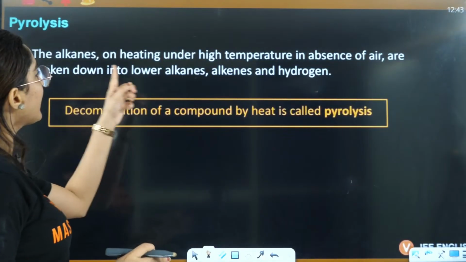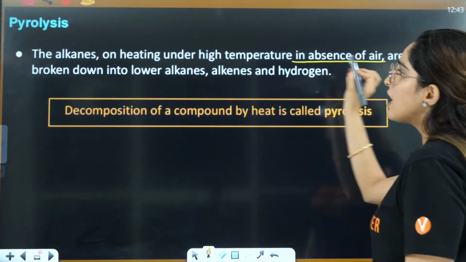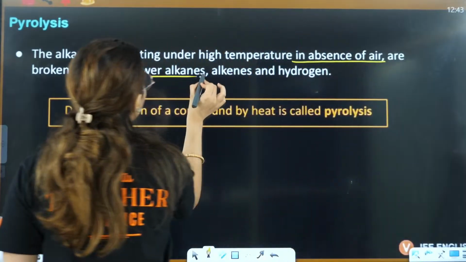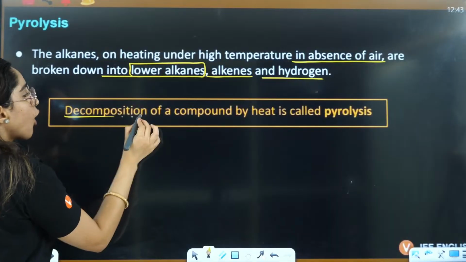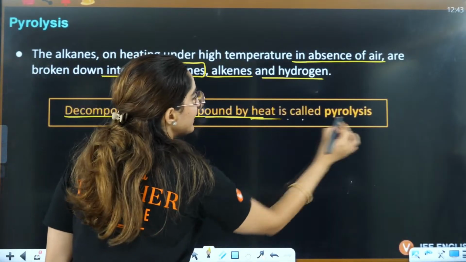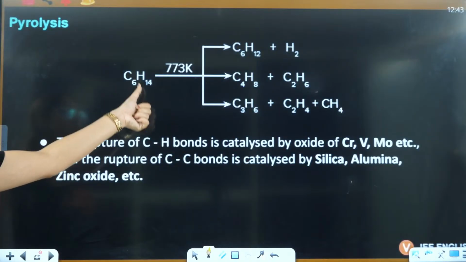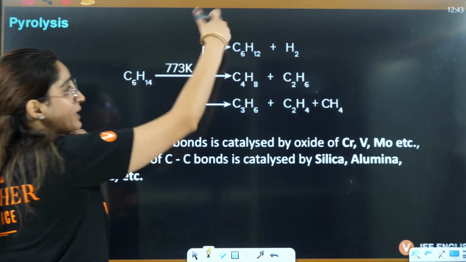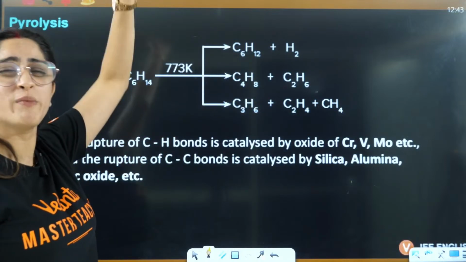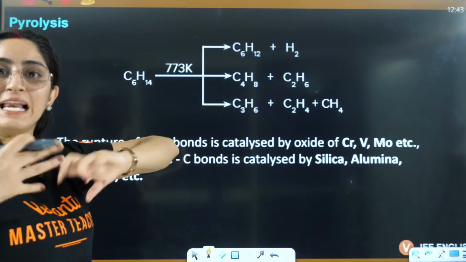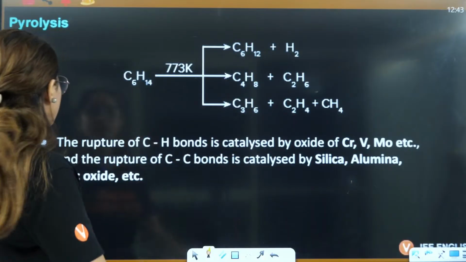So the alkanes on heating under very high temperature in absence of air are broken down into lower alkanes, alkenes or hydrogen. Decomposition of compounds by heat is called pyrolysis, right? For example, you have C6H14. So many numbers, this you don't have to remember, just remember that n numbers of different alkane, alkene, hydrogen, all these can be eliminated, right?